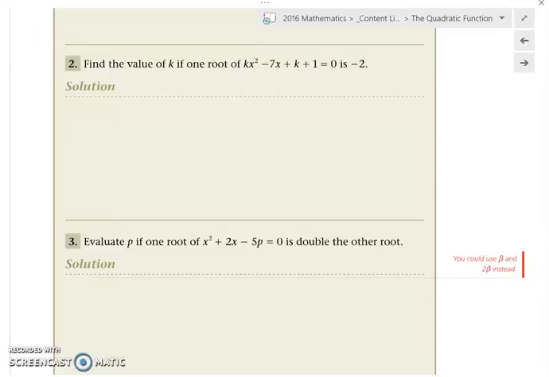Okay, example 2. In this one, we've got to find the value of k. If one root of kx squared minus 7x plus k plus 1 equals 0 is minus 2. A lot of the time people say, okay, what the hell is this k? K is just an unknown. They don't want to use a, b or c, they just decide to use k. Alright, so find the value of k is what we're doing.